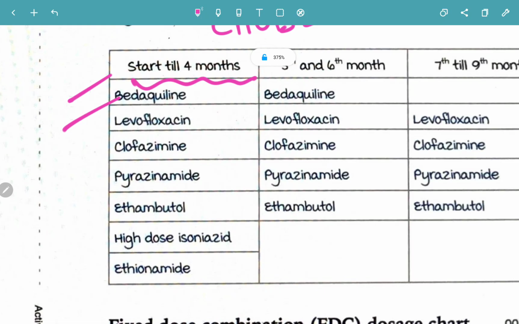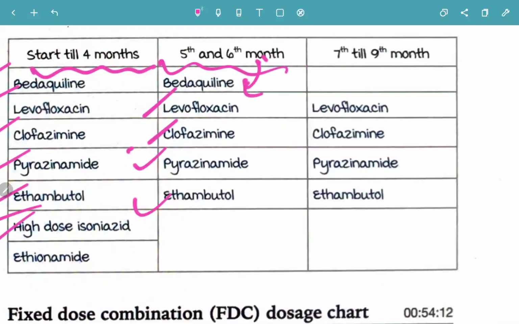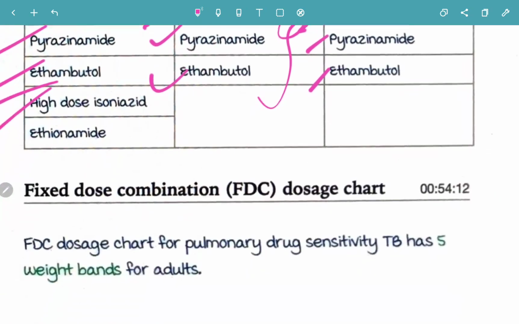Bedaquiline, levofloxacin, clofazimine, pyrazinamide, ethambutol, high-dose isoniazid, ethionamide; and in the 5th and 6th month, bedaquiline will always be given for 6 months, along with levofloxacin, clofazimine, pyrazinamide, ethambutol. From the 7th to 9th month there is no need for bedaquiline. You can continue with only these drugs: levofloxacin, clofazimine, pyrazinamide, and ethambutol.